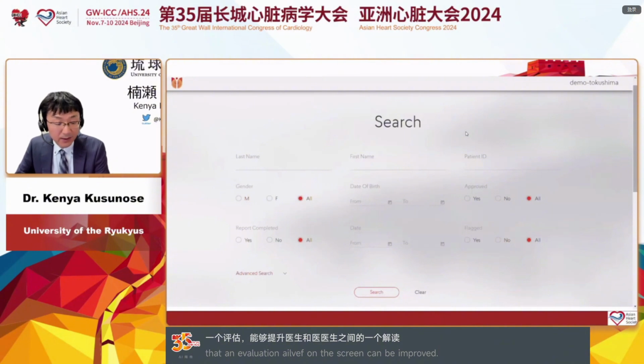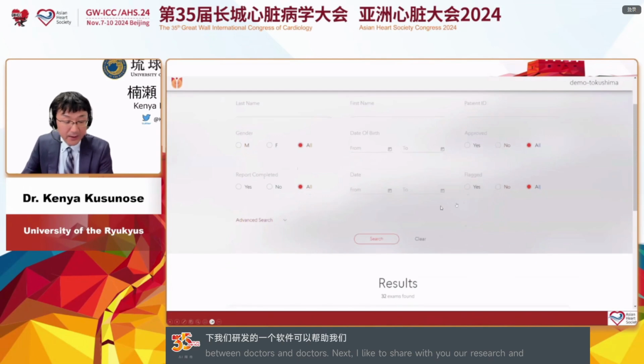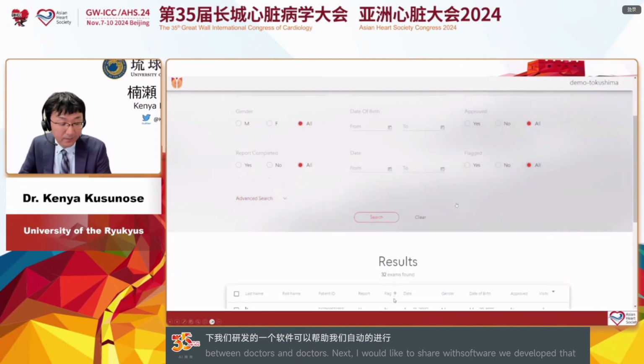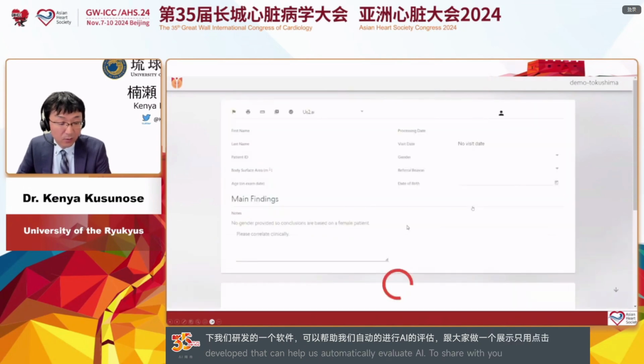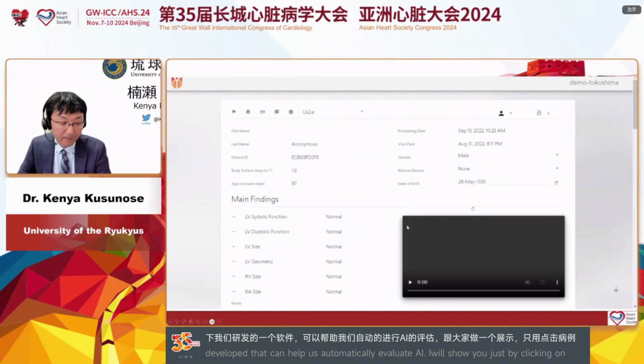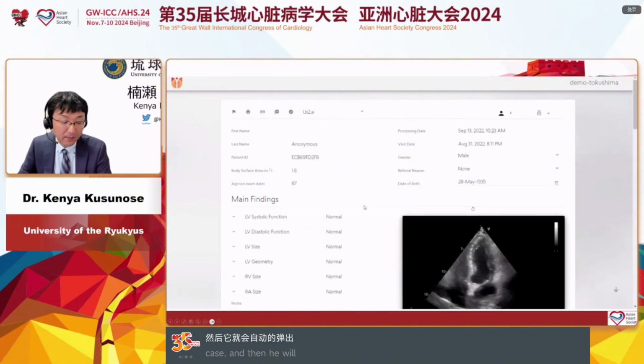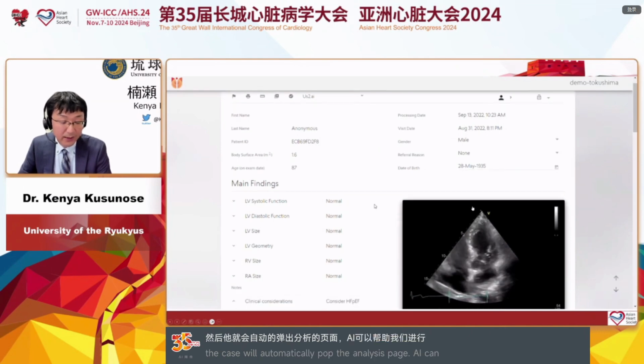Next, I'd like to introduce software developed by Astro AI, a United States company, for automatically measuring DICOM data. Here's a demo image. Clicking on a case from the list will bring up an automatically analyzed screen. AI measurements are performed automatically, and the results are displayed on the screen.